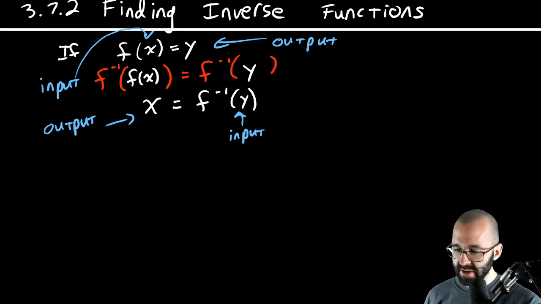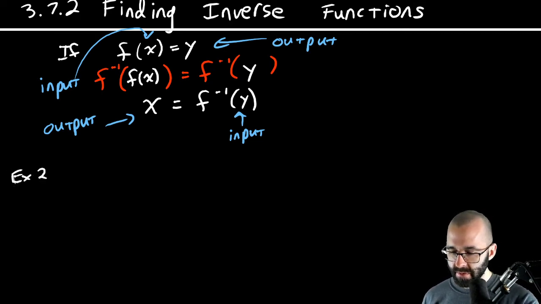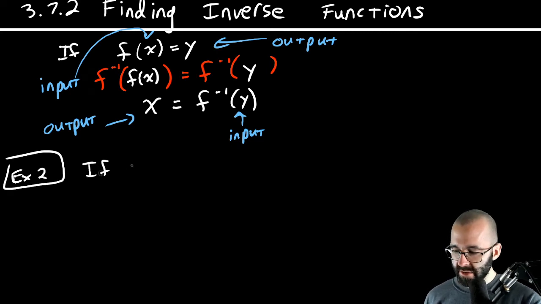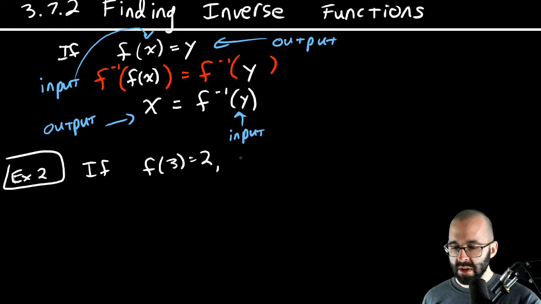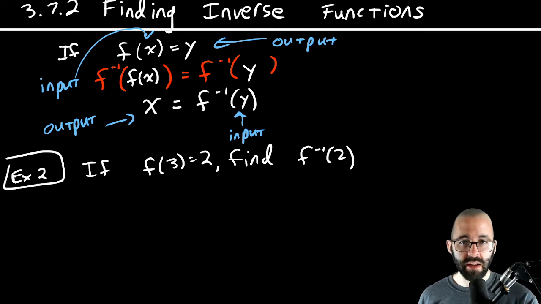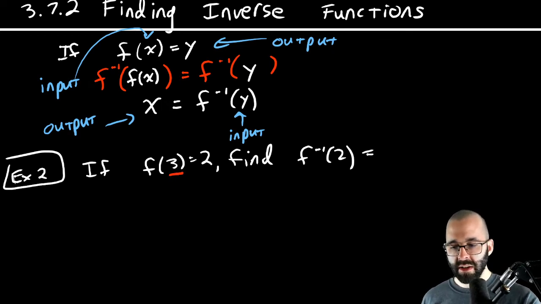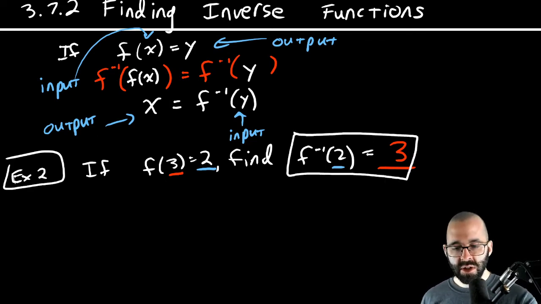Let's use all of this to look at example 2. Example 2 says, if f of 3 equals 2, find f inverse of 2. And there's two ways of doing this. The first way is to say, okay, what is the input of the first one? The input of the regular function is going to be the output of the inverse function, and likewise, the output of the regular function is the input of the inverse function. You can find that f inverse of 2 should equal positive 3.